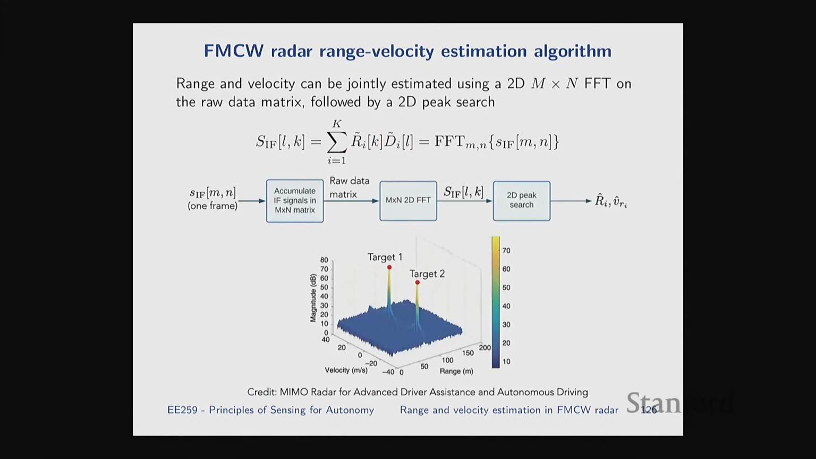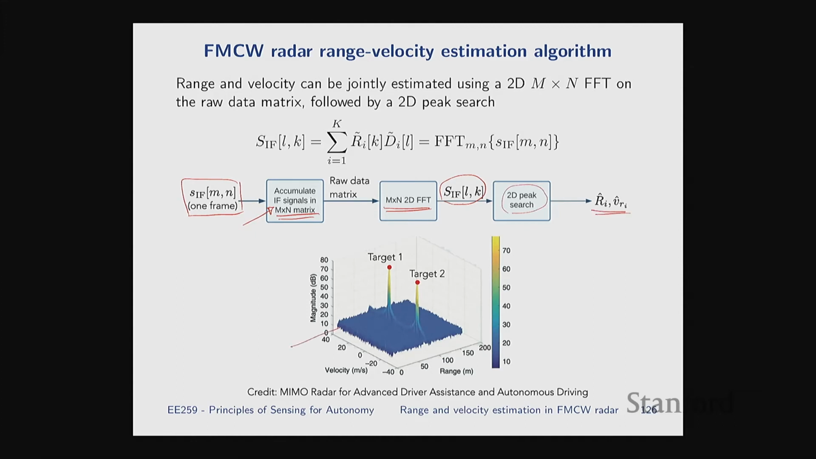Here's another picture, a little more compact. You start from one frame of data coming in, and then you accumulate the IF signal into this M by N raw data matrix. Then you can do an M by N 2D FFT on it, and that gives you this S_IF of l, n, k. On the magnitude of this, if you do peak search, that gives you the range and velocities of the targets.